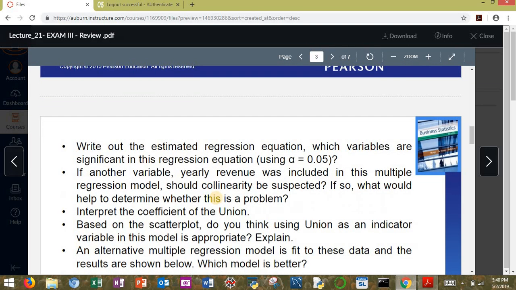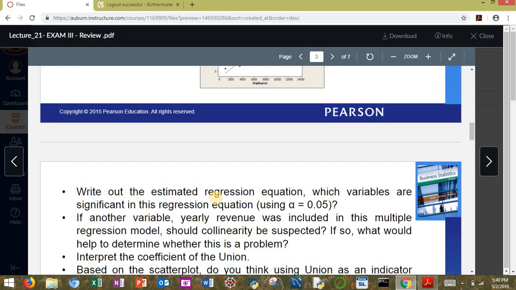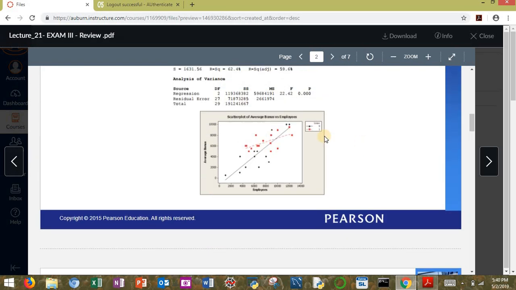Okay, and so question number 4 is, based on the scatter plot, do you think using union as an indicator variable in this model is appropriate? So it wants us to go up to our scatter plot, and it's kind of hard to see right here, but this says union, and it's a 0. The blue line is a 0, so if it's not unionized, and the orange line is a 1 for if it is unionized. And so one thing we want to look at is these two lines have a different slope, and so that tells us that there's an interaction between union and employees, and the reason it's employees is because that's what we are comparing it to.